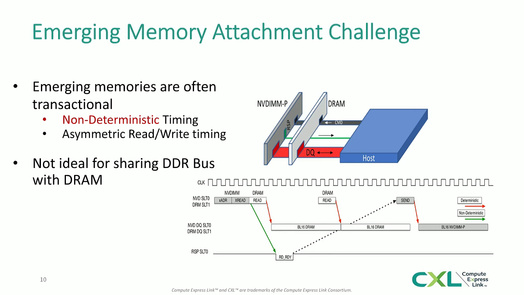But these new memories, especially the phase change and resistive memories, are often transactional in nature in that they have non-deterministic timings because you might be doing some kind of wear leveling operation, or also they don't have the same read and write timings. So having the memory controller support these two different media types becomes very problematic.